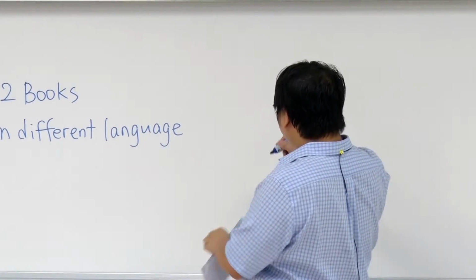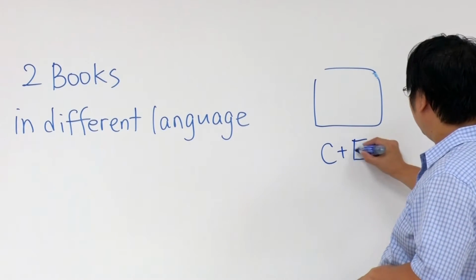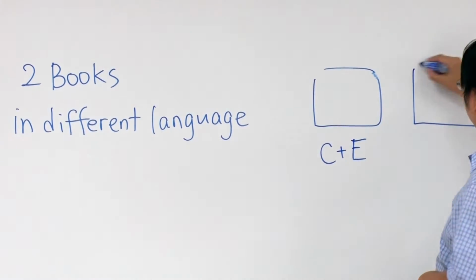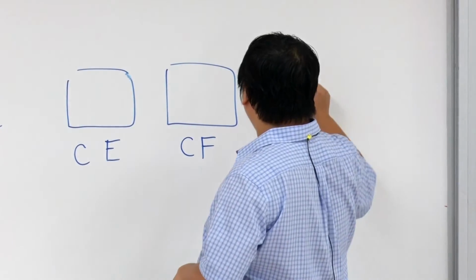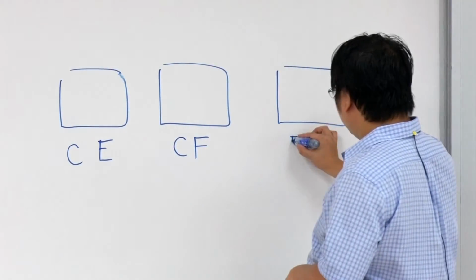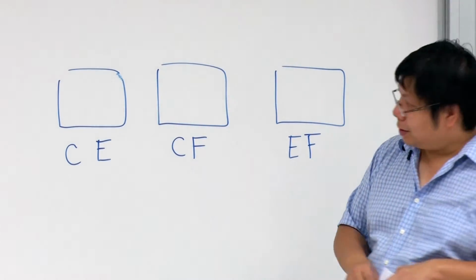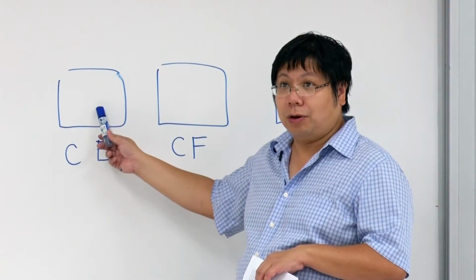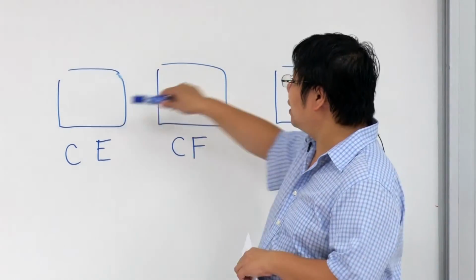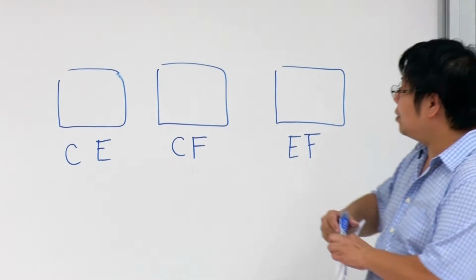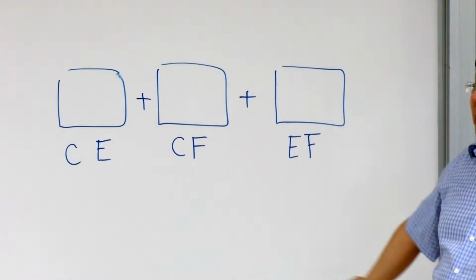Okay, so the first way may be Chinese with English, and then the second way may be Chinese with French, and then the third way is English with French, right? In order to select two books in different languages, I may be selecting Chinese with English, or Chinese with French, or English with French, right? If I know the number here, here, and here, what should I do? I should just add them together. And this is my solution. Is that okay? Now, suddenly everything becomes simple.